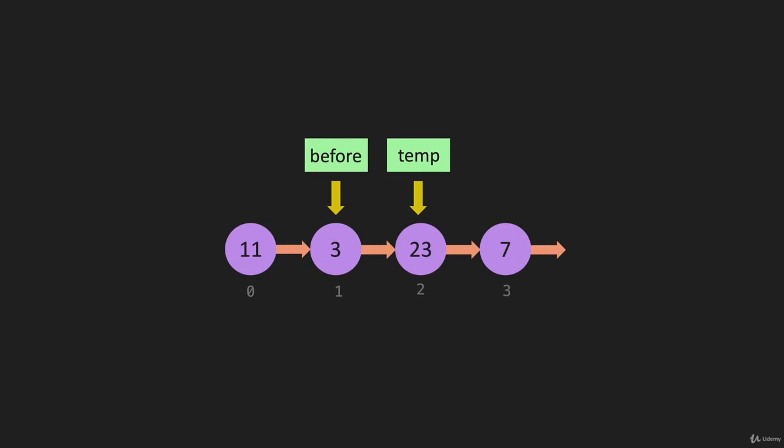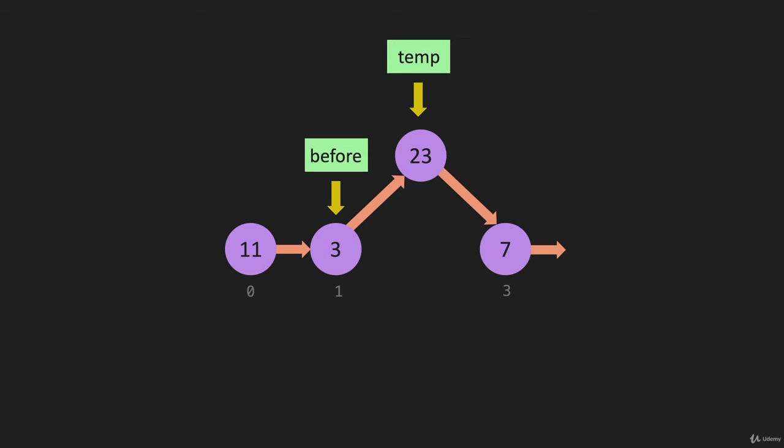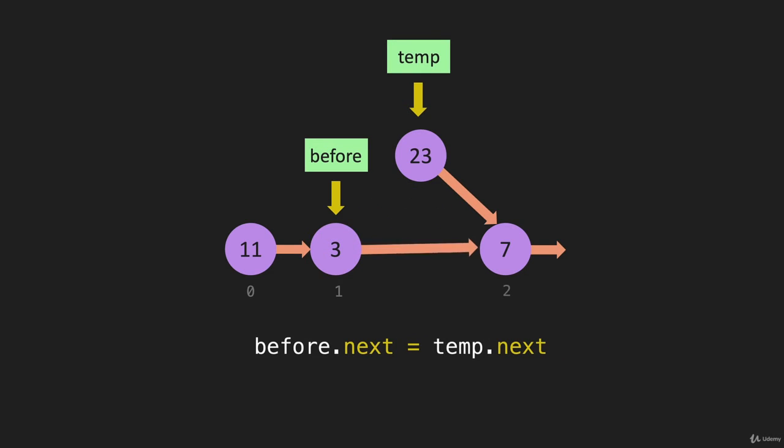Let's bring our linked list back up here. And this is the item we're going to remove. I'm just going to move this up here. So we want to have the item at the index of 1, the one that before is pointing to, point to that 7 node over there. So we're going to say before.next, we're going to set it equal to temp.next, since that arrow is pointing at that node. We'll do that like this, before.next equals temp.next, and that moves that arrow down to there.